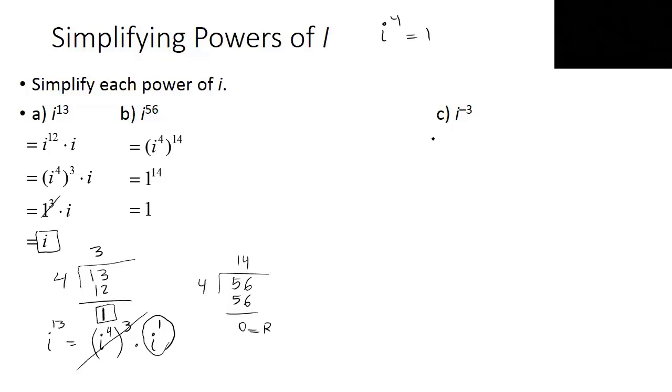All right, next example here, we have i to the power of minus 3. So we need to eliminate that negative, right?